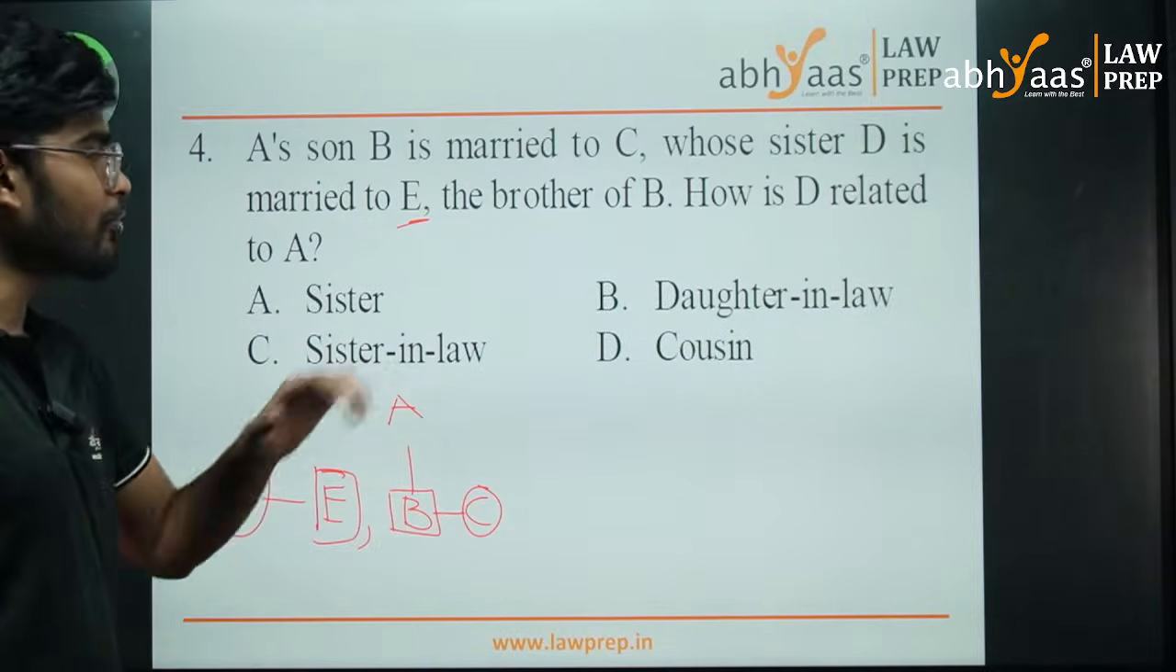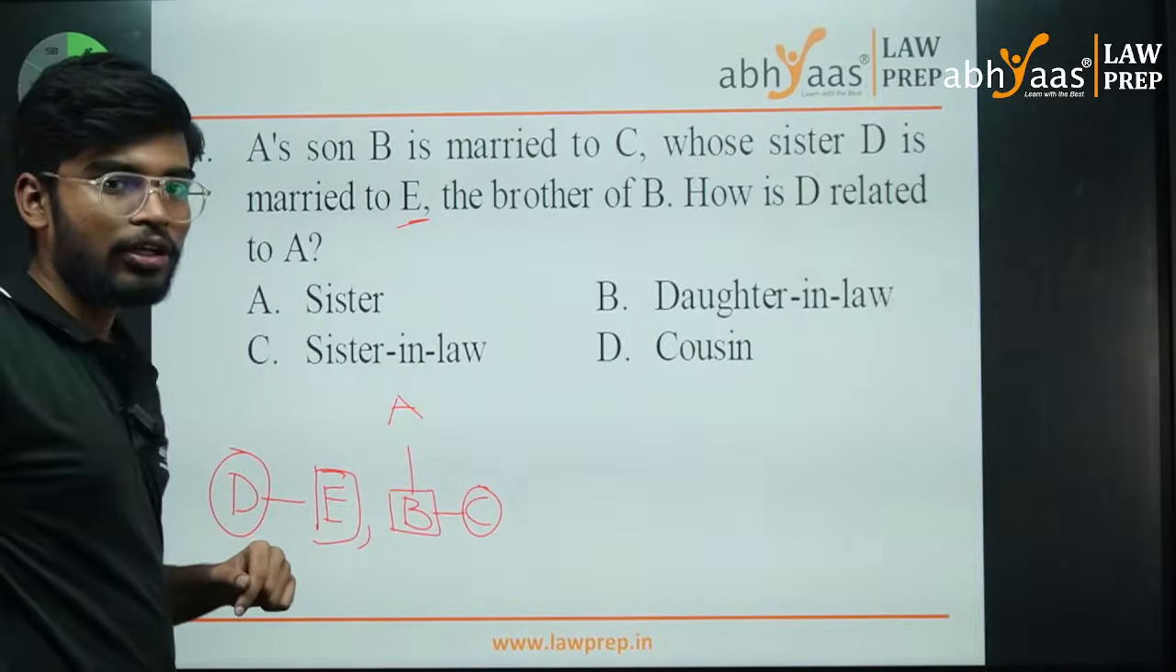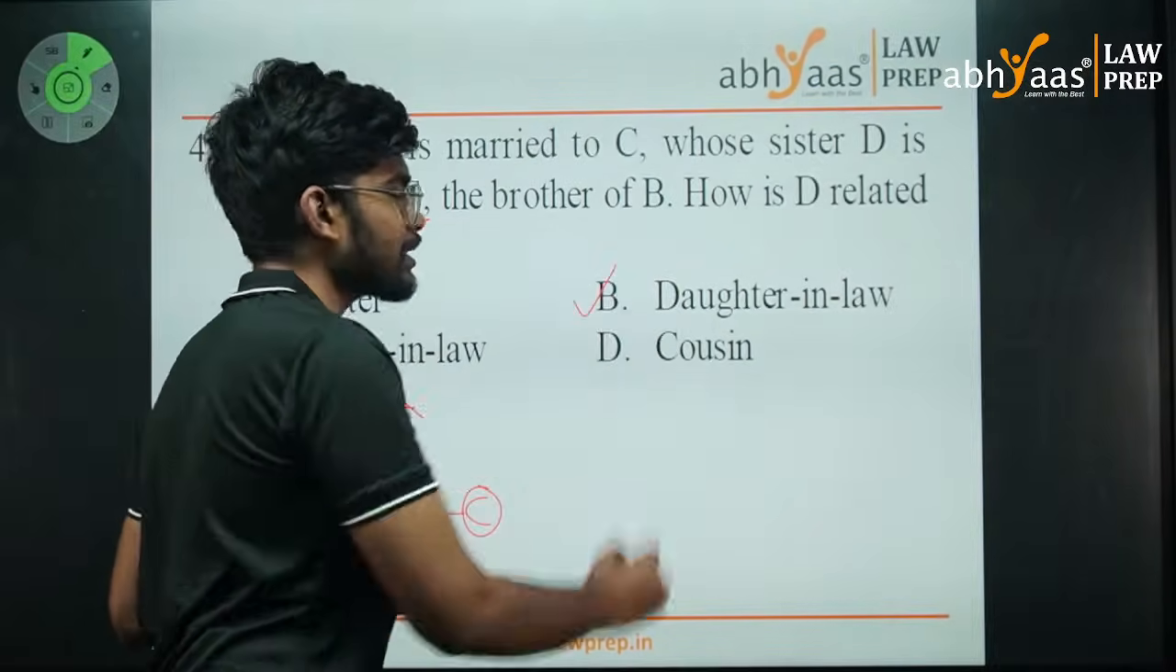For this question, what did they ask? How is D related to A? D is daughter-in-law of A. So, option B is the answer.